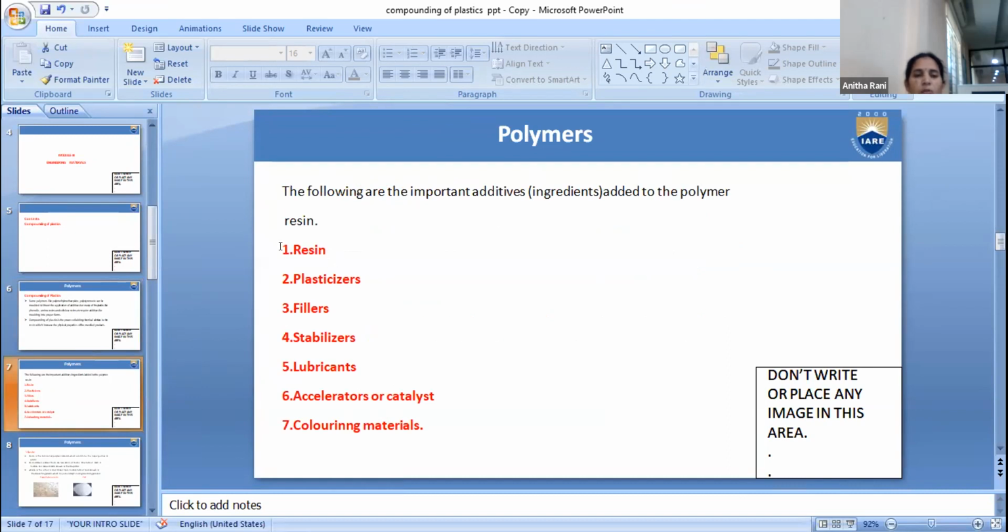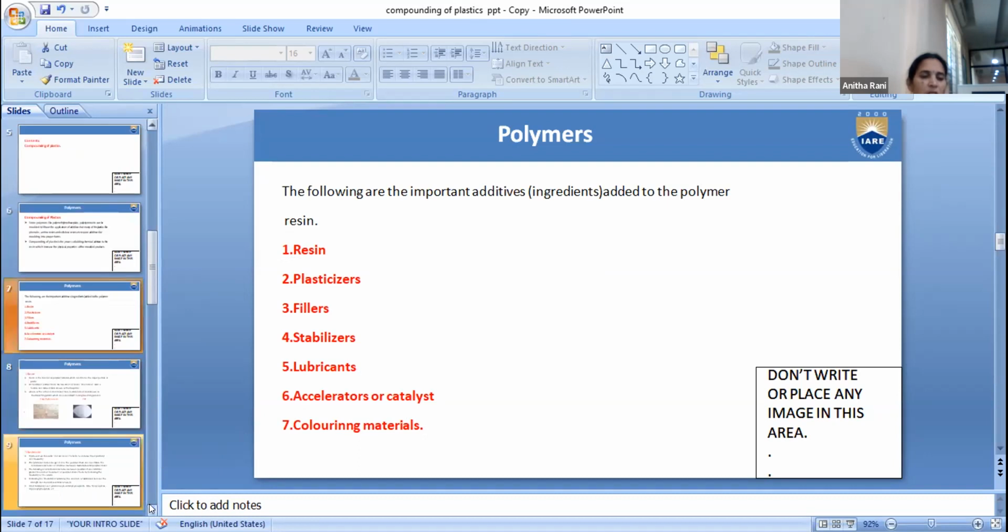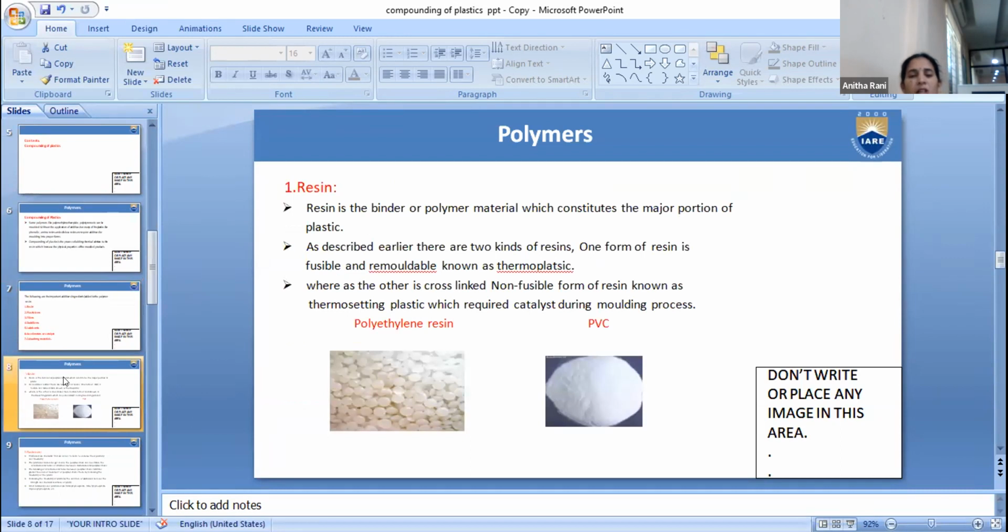Okay, now we will look into the ingredients, ma'am, what we are going to add to the resin. For example, to a thermoplastic resin like polyethylene or polyvinyl chloride, you will add plasticizers, fillers, stabilizers, lubricants, catalyst, and coloring materials. We will discuss each ingredient's function and example, why we add it to polymer resins before going for the molding process.